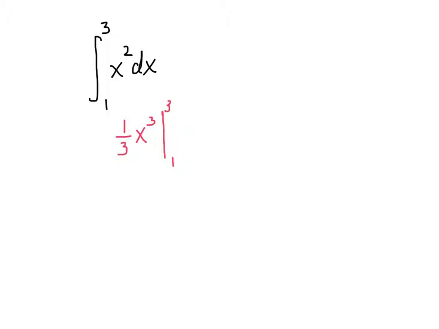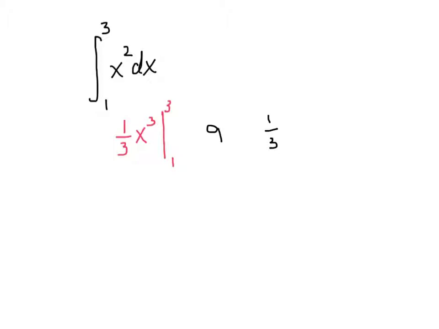Okay. And we're going to plug in 3 and 1. This line means evaluate at. So we've got the antiderivative, and we're going to evaluate at 3 and evaluate at 1. Okay. So if I plug in 3 to this, 3 cubed is 27, 1/3 of 27 is 9. And if I plug in 1, I just get 1/3, like that.